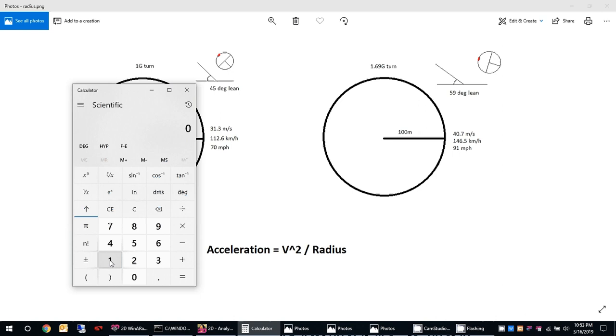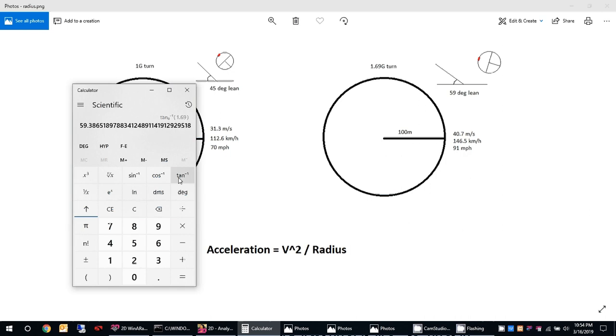So all we have to do is put in how many lateral G's we're pulling. One, inverse tangent, 45 degrees. If we want to do a 2 G turn, inverse tangent, it would be 63.4 degrees. For this particular 1.69 G turn, 1.69 inverse tangent, oops, I'm sorry, 1.69. Definitely doing something wrong.